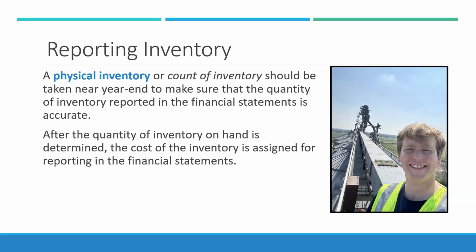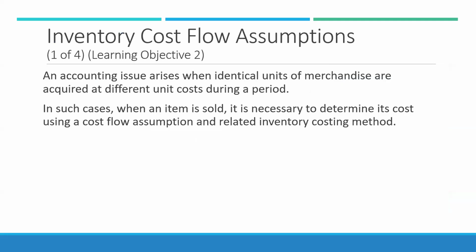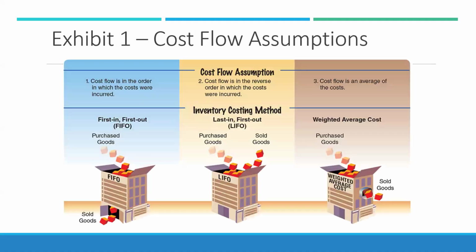And that kind of sets the stage for the rest of what we'll talk about today, which is how to actually calculate what our cost of goods sold is based on the purchases and sales that we've made during the month. So inventory cost flow assumptions help us determine what cost to assign to a particular item of inventory.